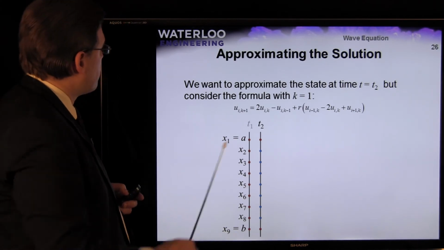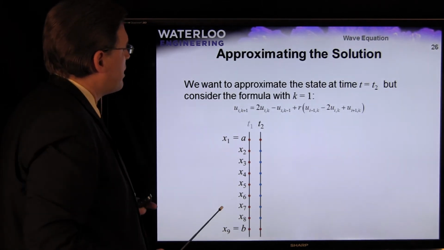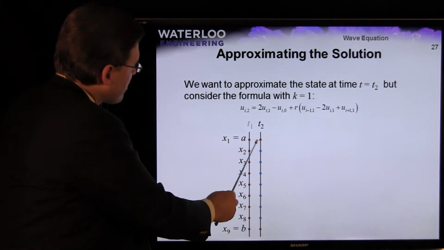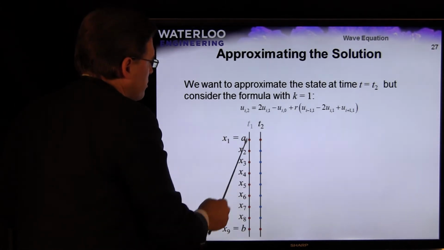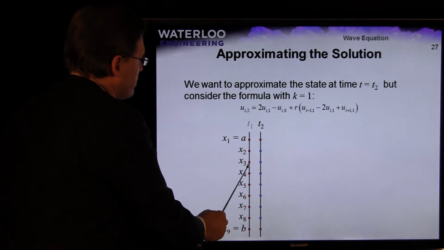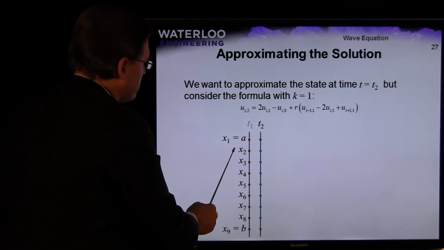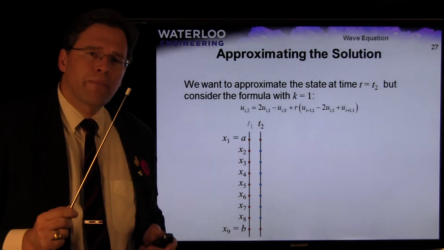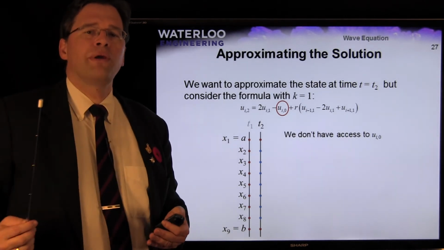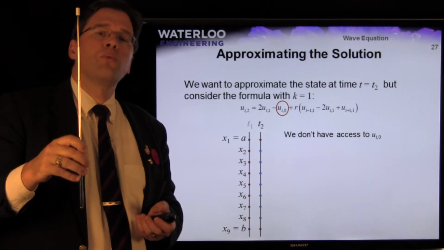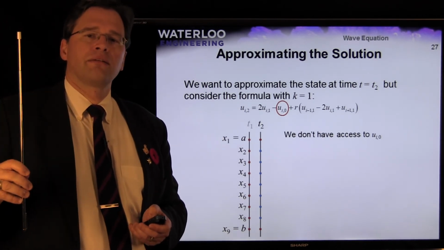Well, let's take this equation and substitute k is equal to 1 into that equation. So now we have that this point is equal to the previous point with a linear combination of these points, but now we're referring to this point u sub i 0. There's nothing there. We don't have access to that information. We only know the initial state of the system. We do not know what the state was prior to the initial state.